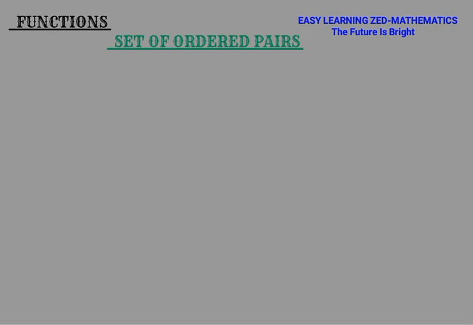So what are set of ordered pairs? Ordered pairs are made of first term and second term in brackets, which is written as x comma y. Now, in other words, we are saying ordered pairs are made of the element from the domain and the other element from the range in brackets separated by comma. That's what we are saying.